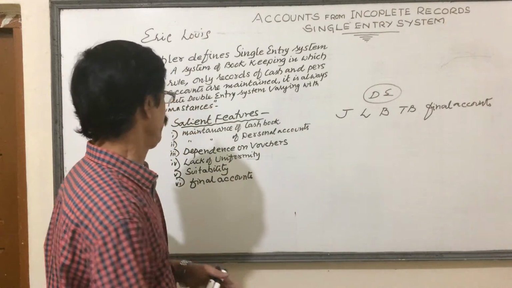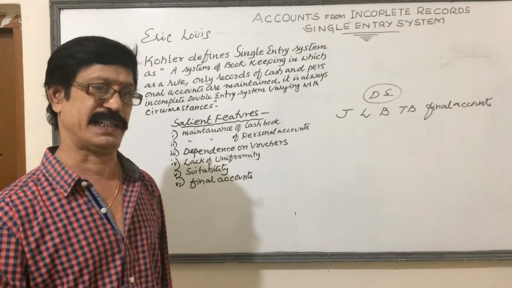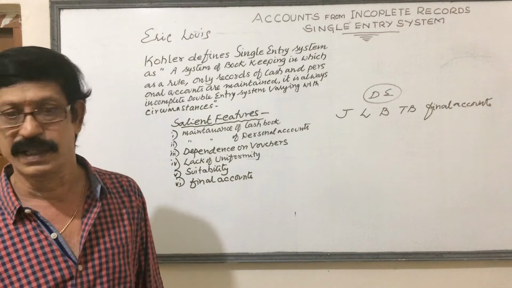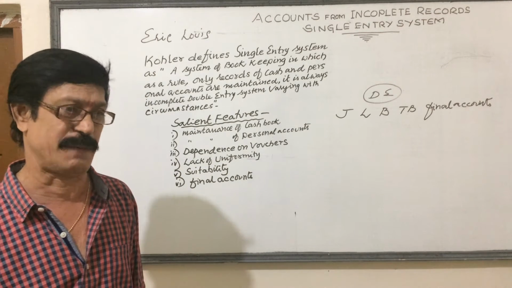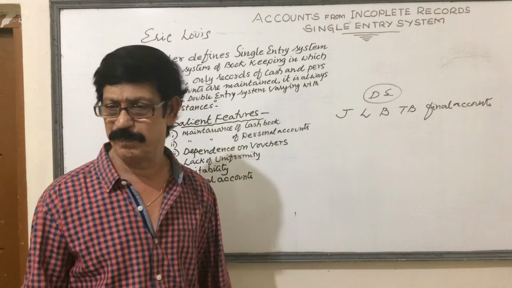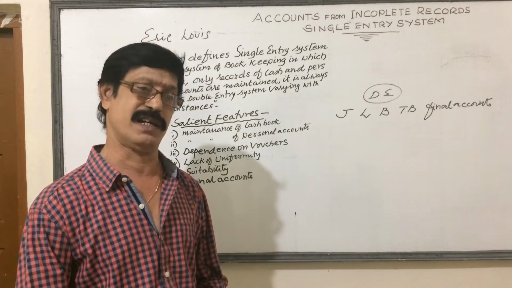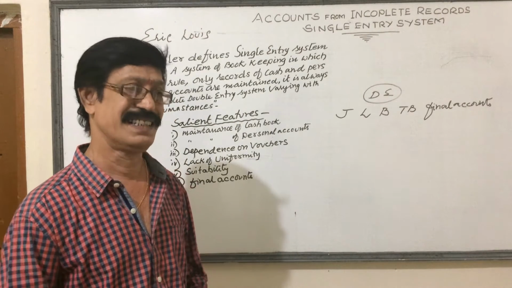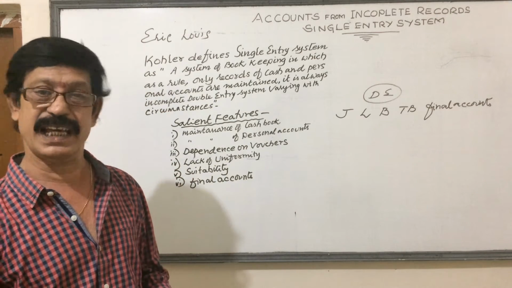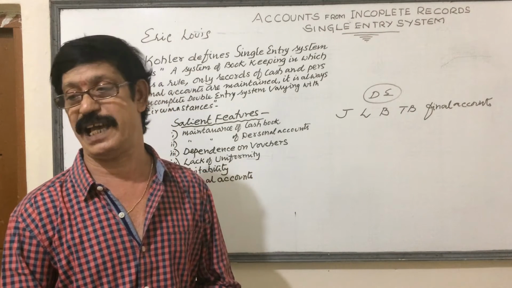Once again, in the single entry system, we are maintaining only a cash book. Then we are maintaining some important personal accounts. And we are maintaining a file in which vouchers, receipts, important documents and invoices are all kept properly. It is generally suitable for small business units, and at the end of the year they are also finding out profit or loss. How to find out the profit or loss? Just by comparing the year beginning capital with the year ending capital. Year beginning capital is called opening capital. At the end of the year, capital is called closing capital.